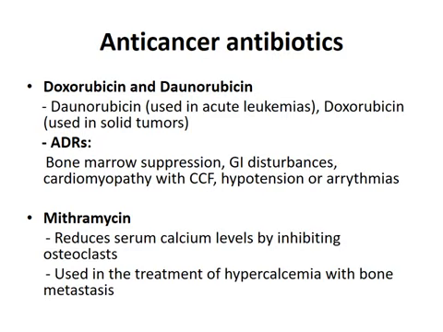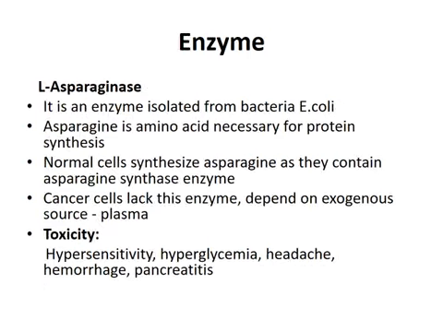Anti-cancer antibiotics, doxorubicin and daunorubicin. Daunorubicin is used in acute leukemias. Doxorubicin is used in solid tumors. Adverse drug reactions: bone marrow suppression, GI disturbances, cardiomyopathy with congestive cardiac failure, hypotension or even arrhythmias. Mithramycin reduces serum calcium levels by inhibiting osteoclasts. It is used in the treatment of hypercalcemia with bone metastasis.